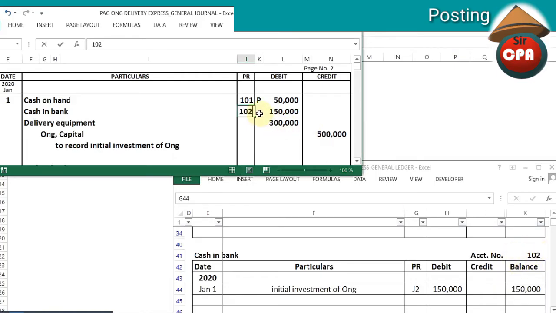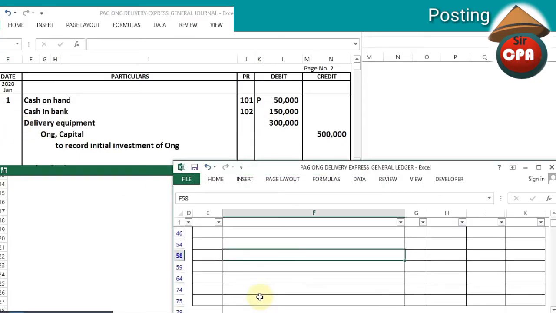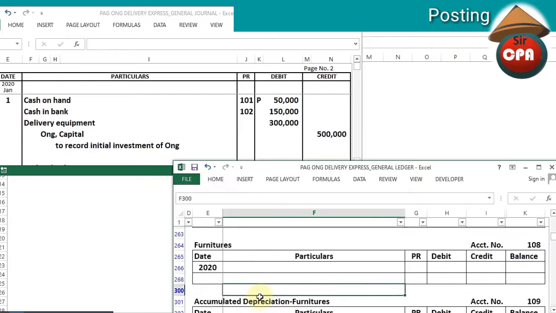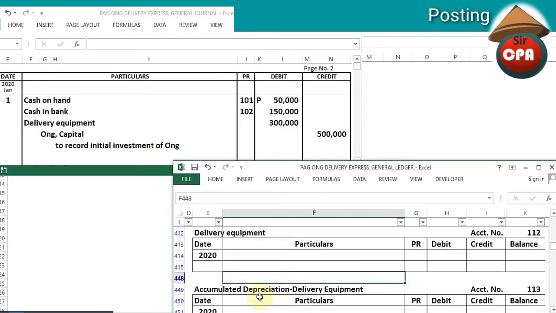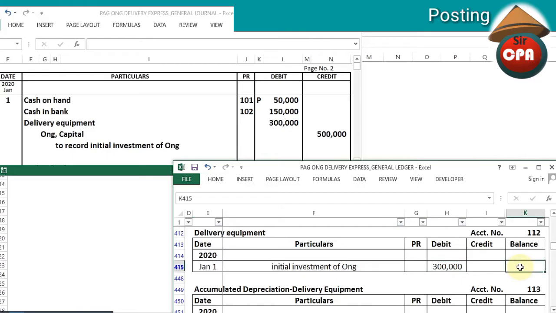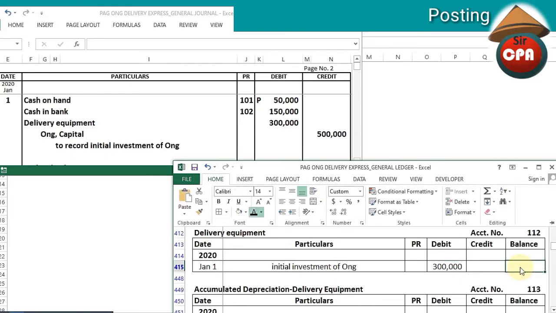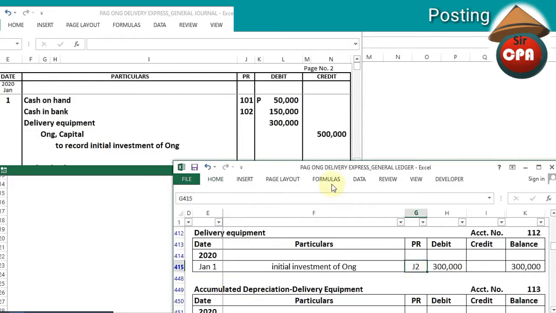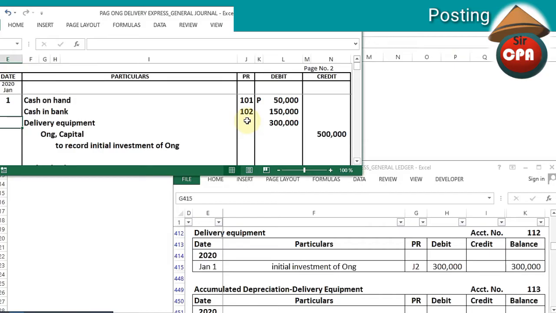So, next, punta tayo sa delivery equipment ledger. Ganun ulit, kopyahin natin yung date, particulars, and amount, which is 300,000 under debit column. Kasi nasa debit column din siya per our journal. Then, let's compute the balance. So, wala pa namang ibang involved na amount. So, 300,000 yan. Now, post-reference natin, J2. Ngayon, balik sa journal entry, lagyan natin ng account number, which is 112, to signify that it is posted. At panghuli, punta tayo sa Ong capital ledger.